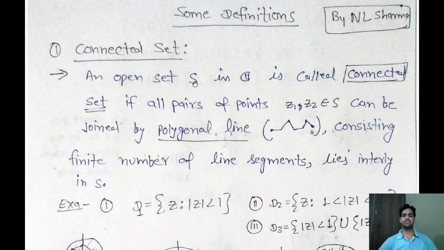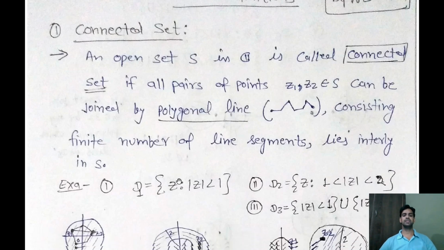An open set S in the complex plane is called a connected set if all pairs of points, say Z1, Z2 in S, can be joined by a polygon line, and this polygon lies entirely in S. A polygon line contains a finite number of line segments. So we will understand this definition by example.